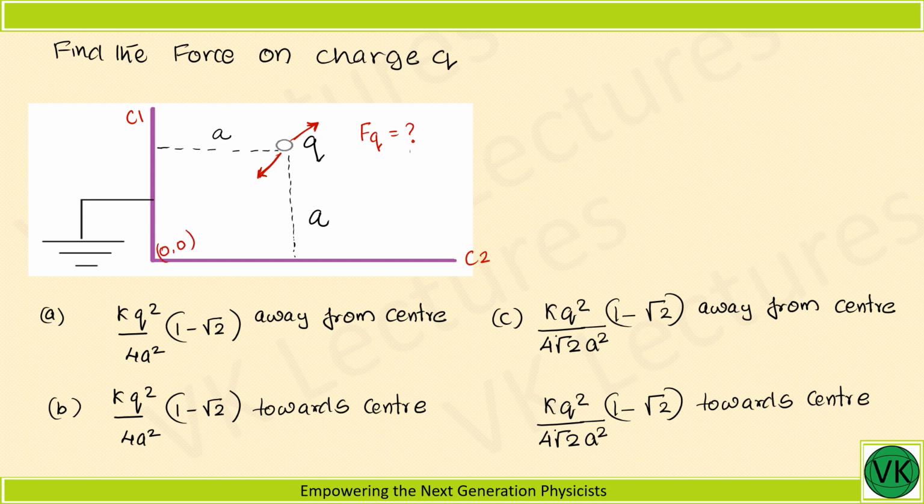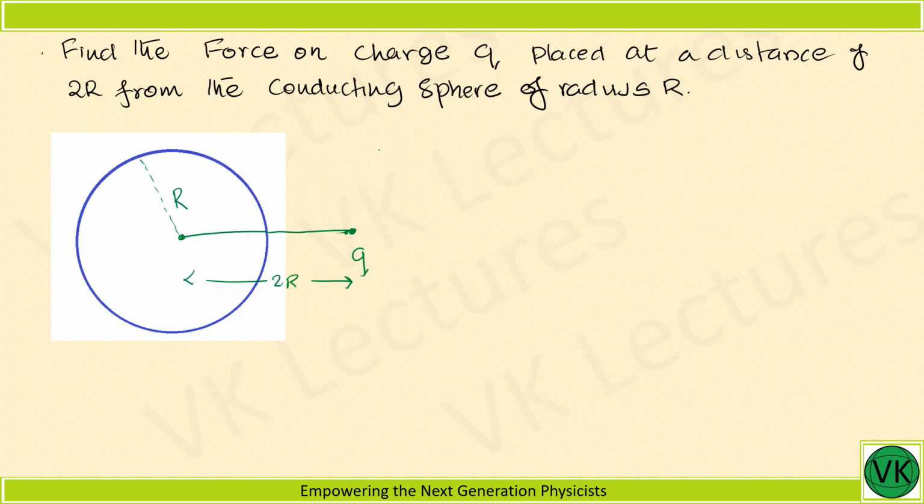So this is from the conducting plate C1, it is at a distance of a, and similarly from the conducting plate C2 it is at a distance a. So find the net force on charge Q. Find the force on charge Q placed at a distance of 2r from the conducting sphere of radius capital R.